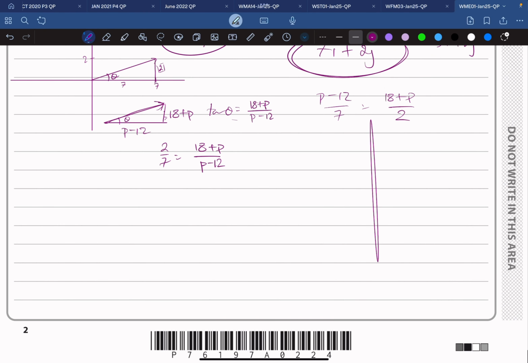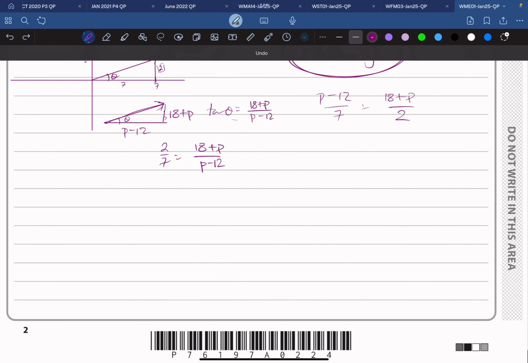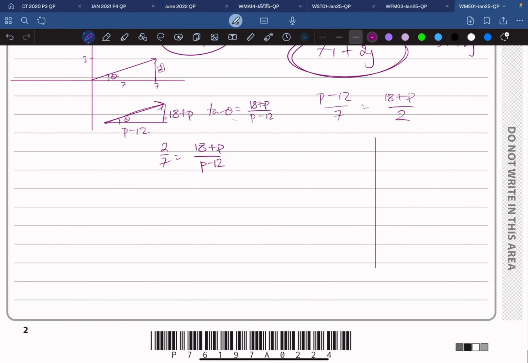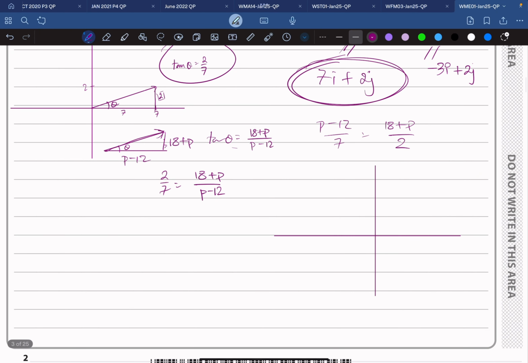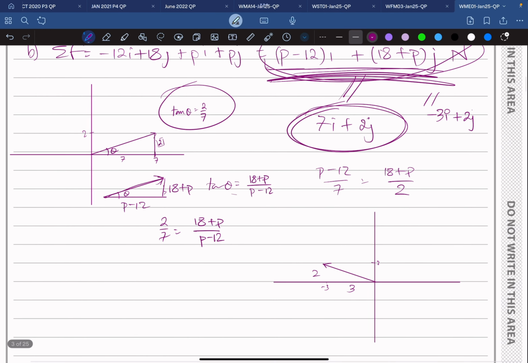Similarly, let's try to draw a graph. Whoops, that's not a graph. That was an ellipse, whatever. Okay, minus 3i plus 2j, it would look something like this, right? This is the minus 3i plus 2j. This is minus 3, and this is 2. Now, that means that this resultant force is also parallel, so this must also be in this direction, basically.